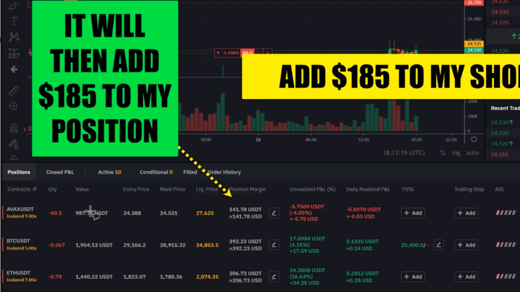Now let's talk about AVAX. If I wanted to add more to my position, right now I am shorting AVAX, and this down here is currently my open position. I have an open position for $141. I'm using 7x leverage. My entry price was $24.38, and the market price right now is $24.53. So I'm actually behind on that trade.